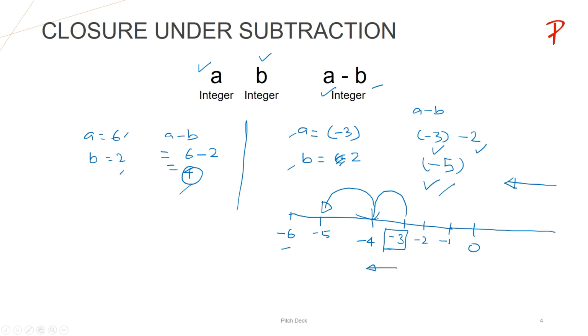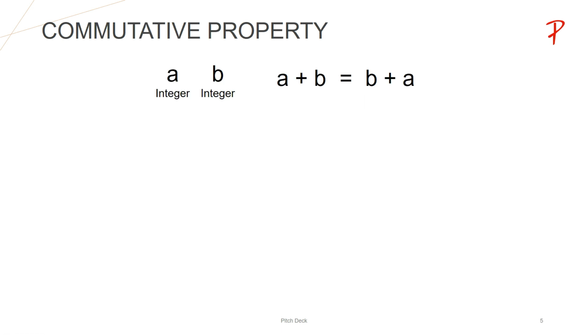Okay, let us see another property of integers for addition and subtraction. Then we have the commutative property. The commutative property says that for any two integers a and b, no matter in which order we add them, their sum is going to be the same. So for example, here we have a plus b, where I have put a first, and here we have put b first. It says that no matter in which order you perform addition, their sum is going to be the same.